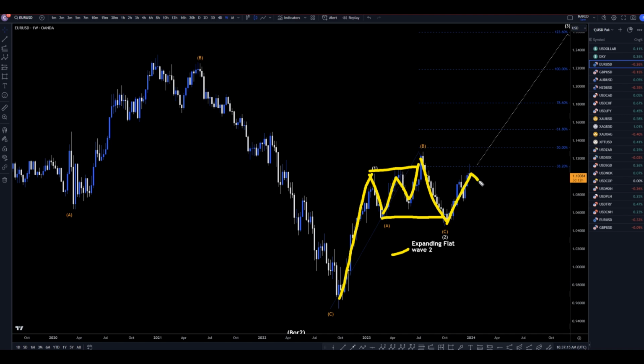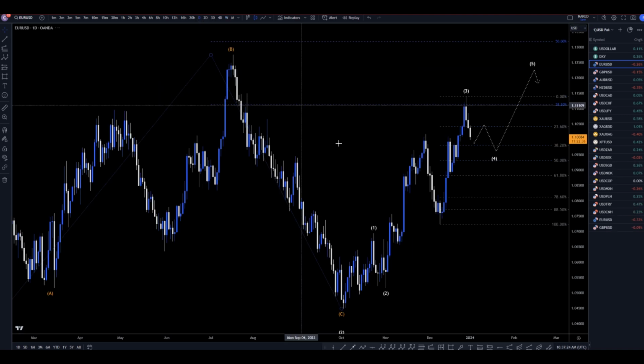And I think that we are most likely now in a wave three, which I think is going to continue to make higher highs, higher lows, just like what I showed on the monthly time frame. So taking it down to the daily time frame.